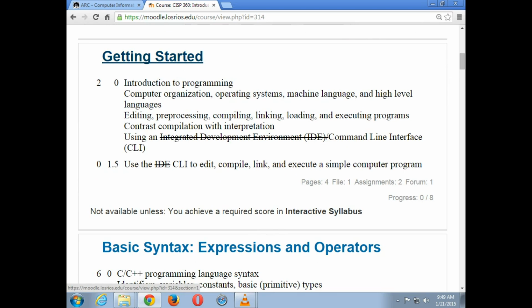Now, with each topic, I copied and pasted from the curriculum. So all this stuff here is copied and pasted from the curriculum. Introduction to programming, computer organization, operating system, machine language, high-level languages, and stuff like that. Those are the topics that I need to go over. And then the other one, which is this one here, is basically the amount of time in hours that we are supposed to spend to use the CLI, command line interface, to edit, compile, link, and execute a simple computer program. So that's how everything is organized. So we'll go to getting started.